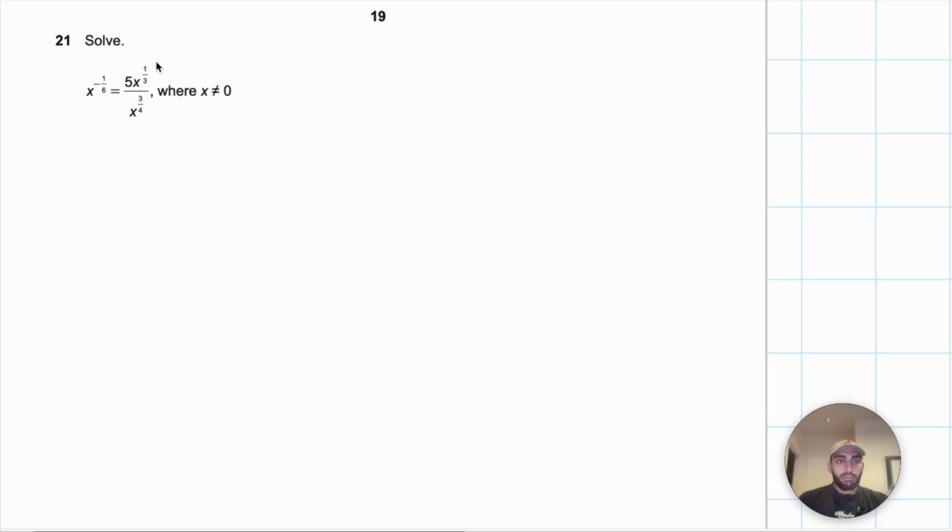Question 21, solve this equation. I can see I'm going to be using a lot of my index rules here. Before I think about them, I'm just going to try and move all of my x's to one side and try and keep this 5 on its own.